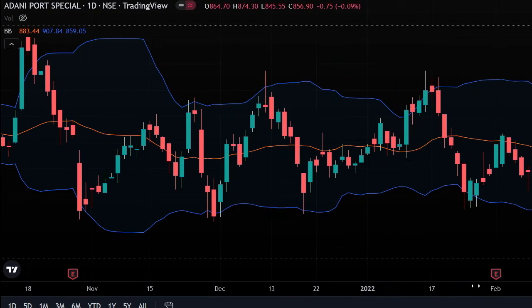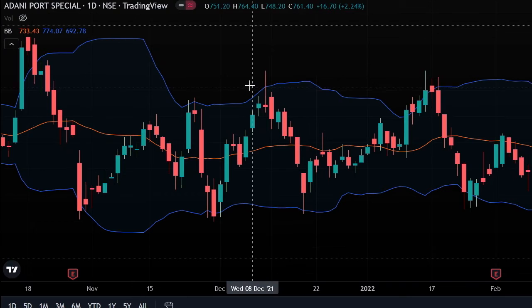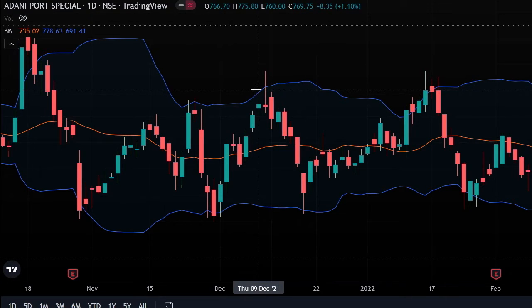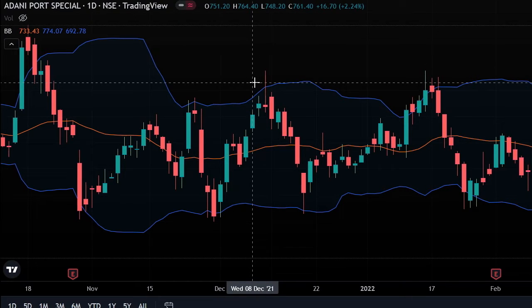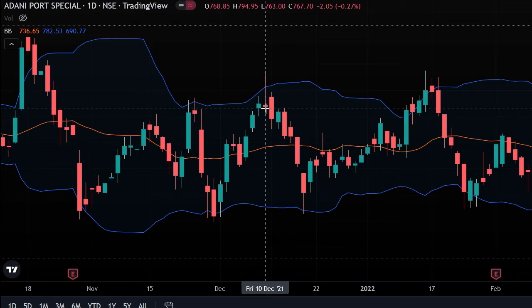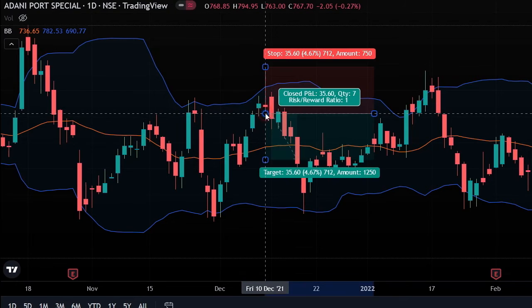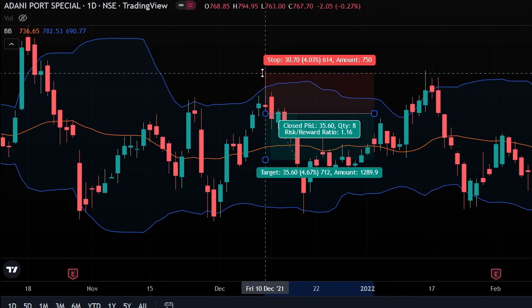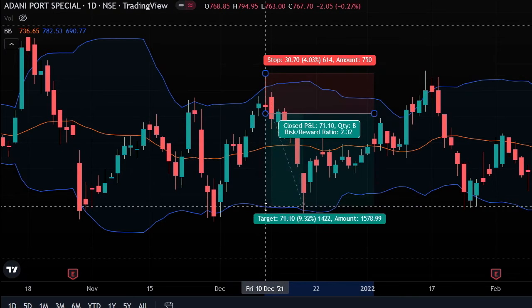Now same case at the upper band also. We can take entry at the low of the shooting star, and SL will be at the high of the shooting star. We are getting a 1:2.5 risk reward ratio.